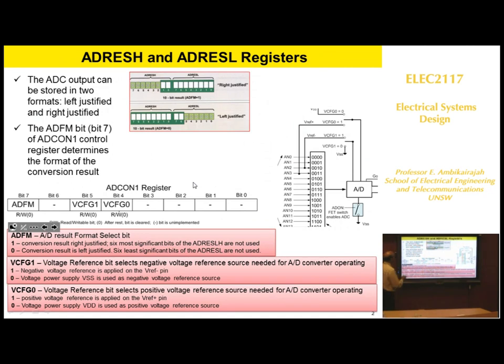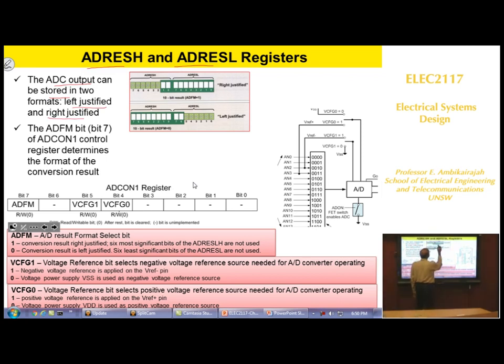Now we just look at the address H and address L. ADC output can be stored in two formats: left justified and right justified. If you set the ADFM bit, which I will explain in a minute, there's a particular register there, and in that register the 7th bit is the ADFM bit. If you set that bit to 1, then these two results are right justified.